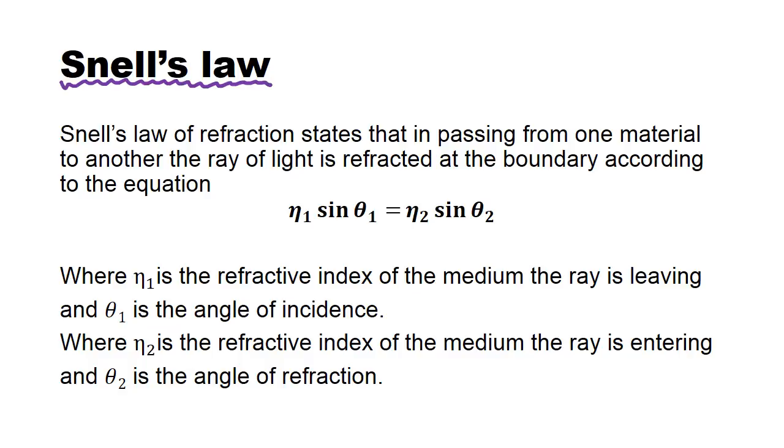Eta 1, which is the refractive index of the incident medium, times sine of theta 1, which is the angle of incidence, will equal eta 2, which is the refractive index of the medium that you're moving into, multiplied by sine of theta 2, which is your angle of refraction.